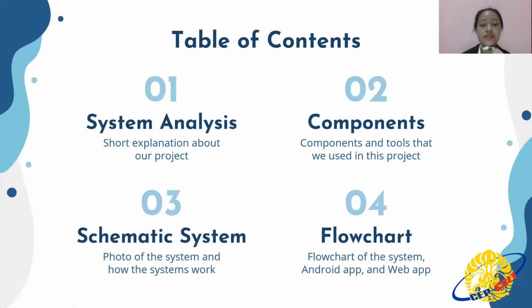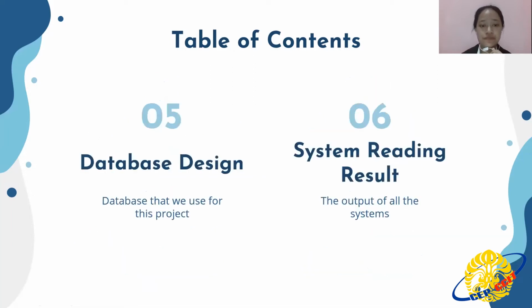And then the third one is schematic system, which is the photo of the system and how the system works. And the fourth one is flowchart, all the flowcharts that are needed for this project. There are 3 kinds of flowchart in this project: flowchart of the system, flowchart of the Android app, and flowchart of the web application.